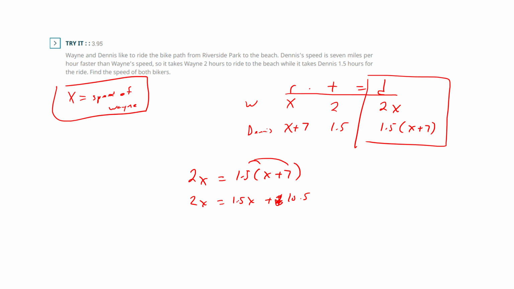Now, we've cleaned this room up. It's clean. But I have x's in both rooms. We haven't seen this much in these kind of problems, but I've got to get step 2, get him back in the same room, or we're never going to solve this. So I've got 0.5x equals 10.5. Now we're going to divide both sides by 0.5.